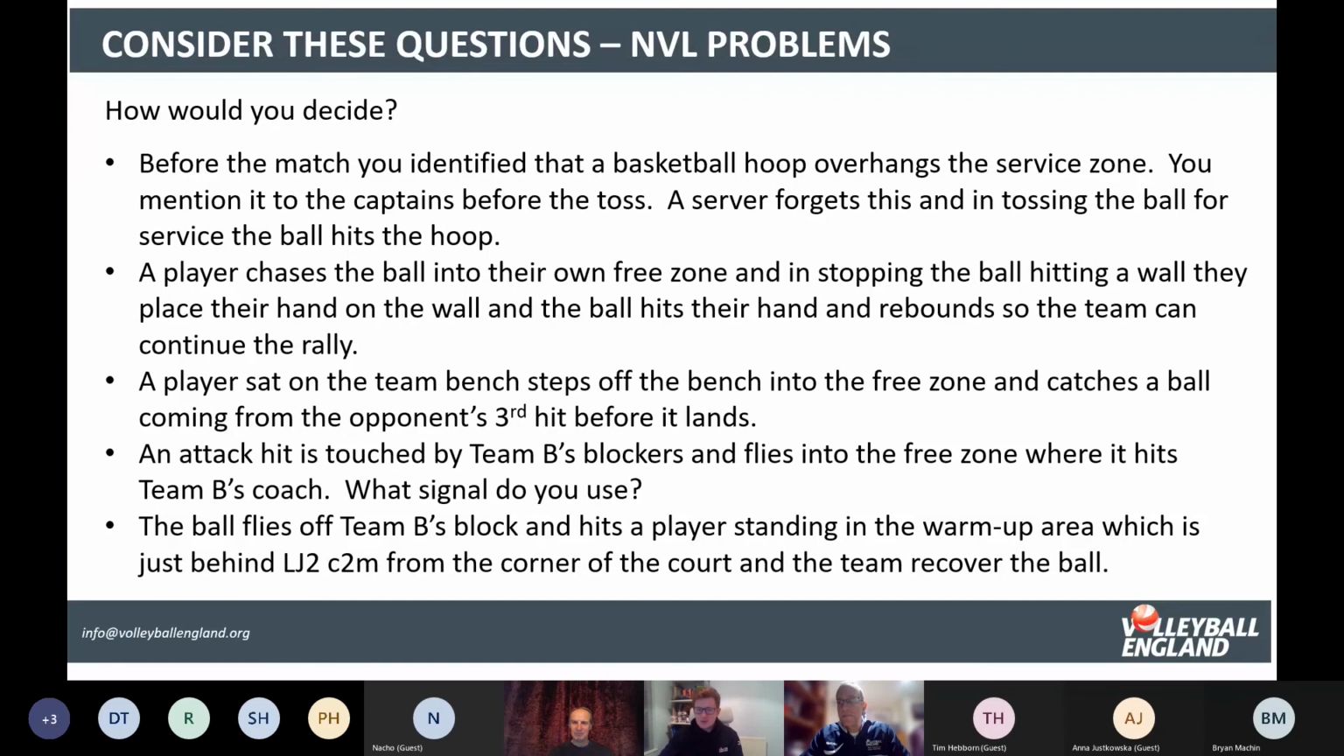Ludo, what would you do? I would award the point to the other side because he's had his service attempt and it didn't work. Okay, so taking that one step further, the player throws the ball up, it hits the hoop, and then the player then serves the ball.